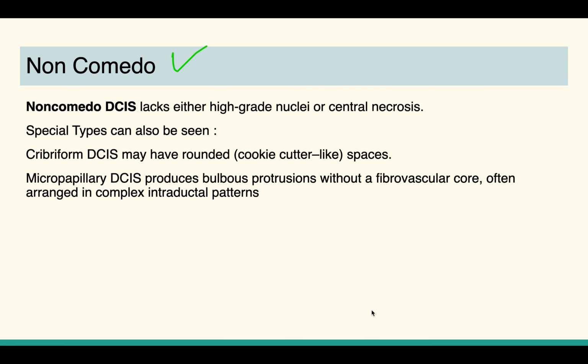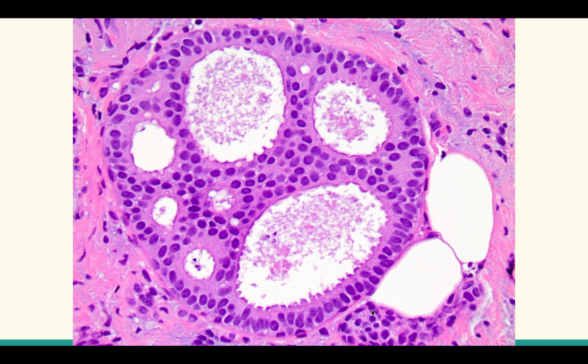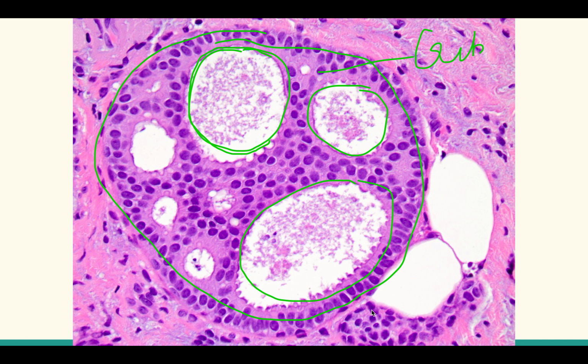Now going to the non-comedo pattern. The non-comedo pattern lacks either the high grade nuclei or the central necrosis. What will be the subtypes? Apart from special types, non-comedo can be cribriform DCIS. What is cribriform DCIS? Here you can see it is a cookie cutter shape pattern. If you have your cells, it appears like somebody has taken a cookie cutter and cut these pieces out. This is known as the cribriform pattern, with the cookie cutter appearance.